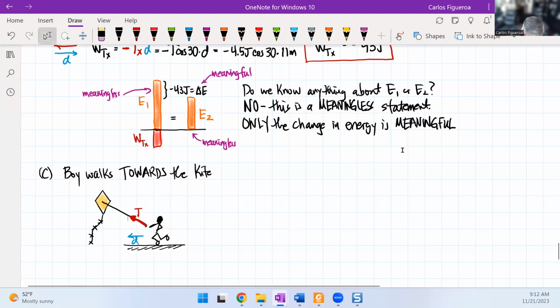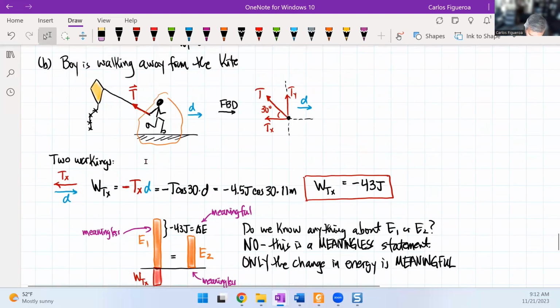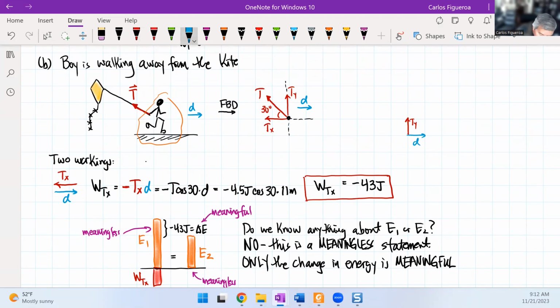So very analogous to what we showed over here. By the way, I said that there were two workings, and I didn't do the second working. What was the other working? You could see here that Ty is now perpendicular to the displacement, and therefore the work of Ty, which will be Ty times the displacement, but in this situation the displacement is 0, so that work is 0.